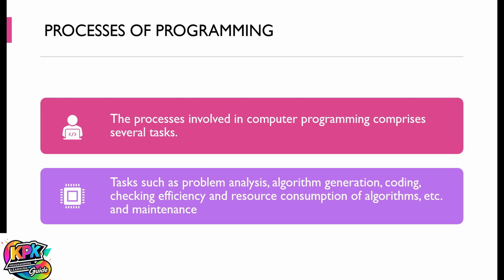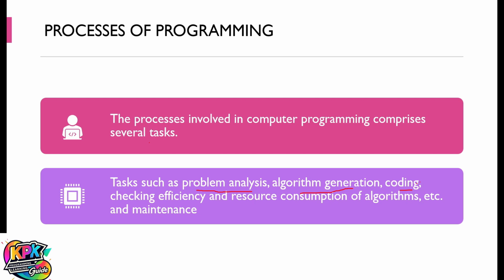So the processes involved in computer programming comprise several tasks, from problem analysis to algorithm generation to coding, checking of efficiency and the resource consumption of the algorithms and codes, and then maintenance. So with the problem analysis, it will be good that you follow the systematic approach in solving problems. The six steps that we made mention of earlier: identification and clarification of problems, setting goals, finding potential solutions, then implementing the solution, and then reviewing the solution to see if it works out.